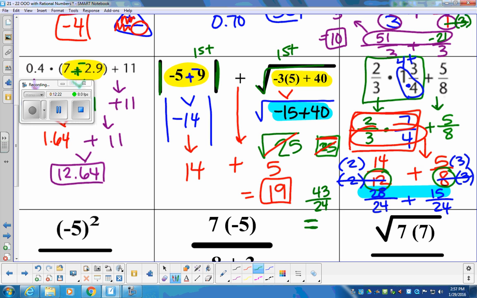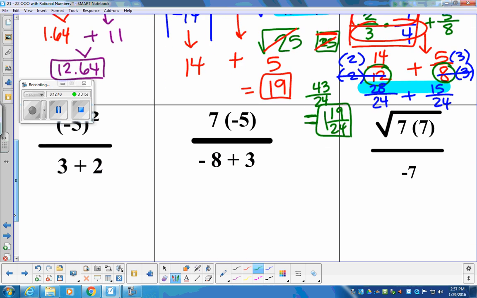Turn that into a mixed number. How many 24s go into 43? 1. You can put that in your calculator if you need help. And there should be a remainder of that 19 over 24. If you need more additional help on that in class, make sure you're asking how to change from an improper fraction to a mixed number, but that really is back to elementary stuff. But we still can talk about it for sure.